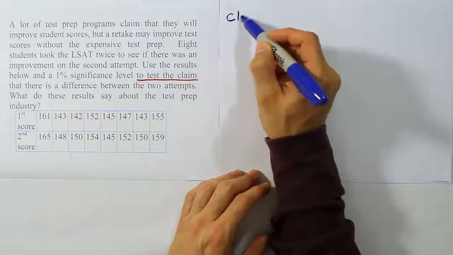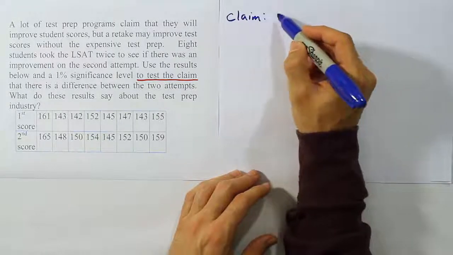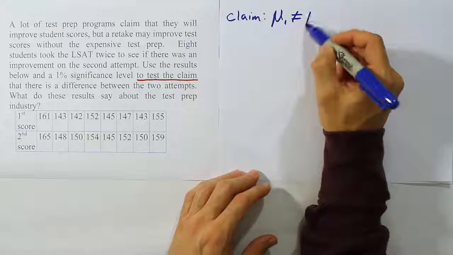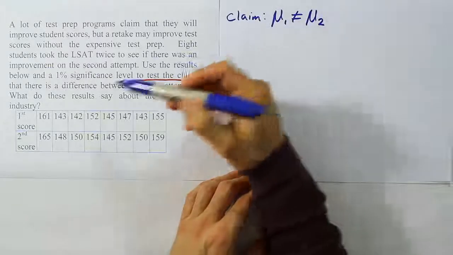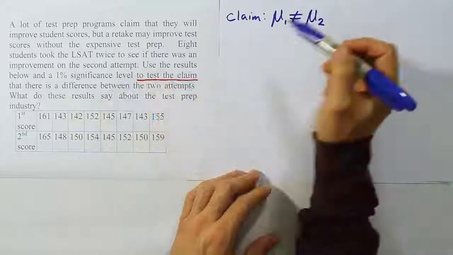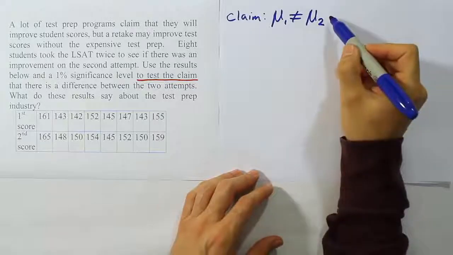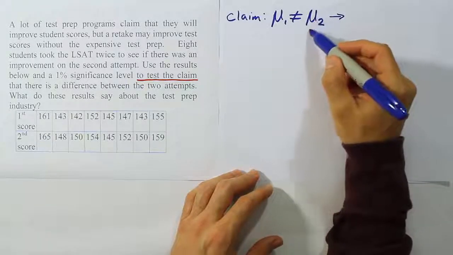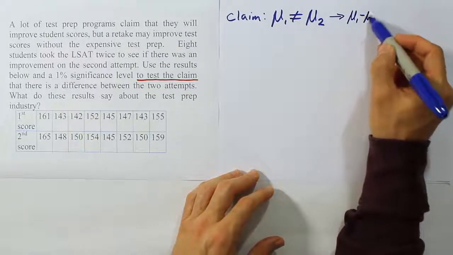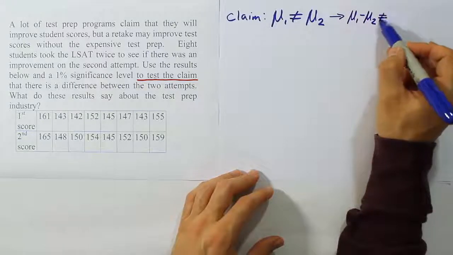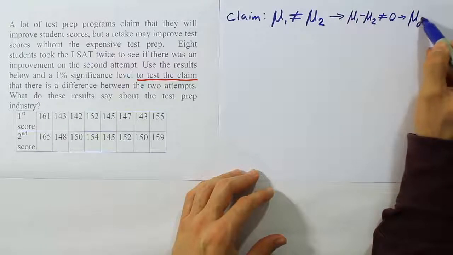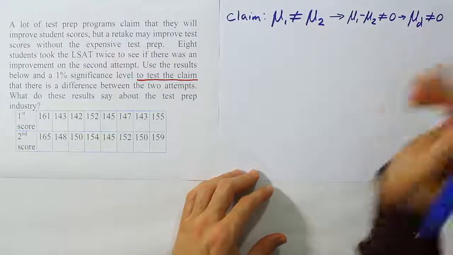So let's start with the idea that the claim will be the mean for the first attempt is going to be different from the mean for the second attempt, right? Because they say there's a difference. If there wasn't a difference, then we would say they're equal. But they're saying there's a difference, so we're saying that they are not equal. And then from there, if I move this guy over across the not equal sign, I'll end up with the mean for the first attempt minus the mean for the second attempt is not equal to 0. And then lastly, that of course is the same as saying the average difference is not equal to 0. Okay, so that's my claim.